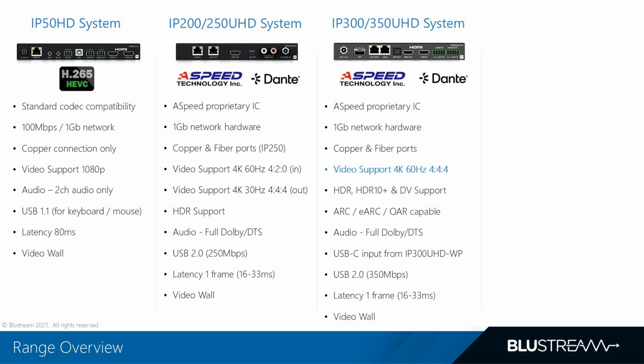If you're looking for premium 4K 4:4:4 performance without the overhead of a 10 gigabit backbone, the IP300 UHD delivers exactly that and opens up a world of new possibilities for integrators working within 1 gigabit environments. Up next, I'll walk you through the key features that set the IP300 series apart and where it fits best in your project lineup.